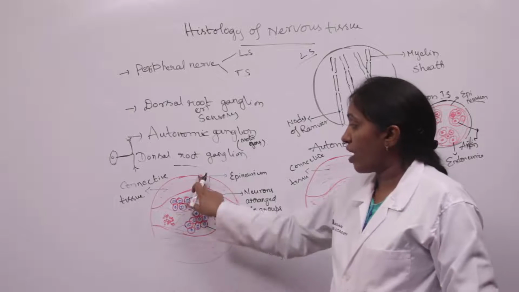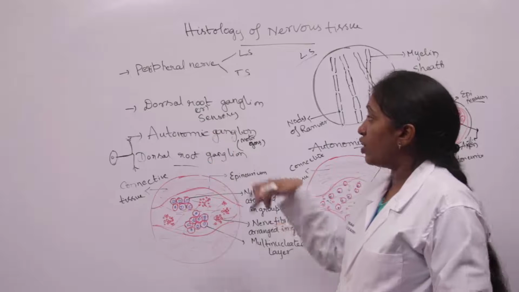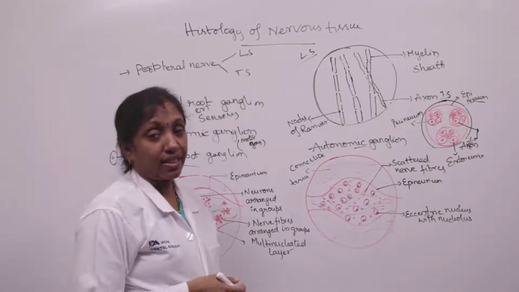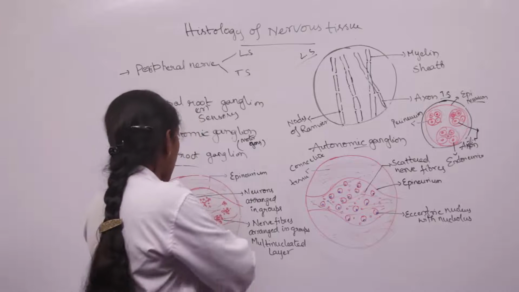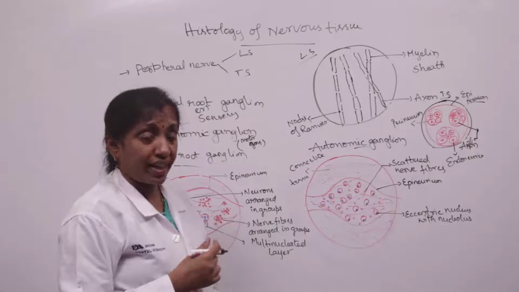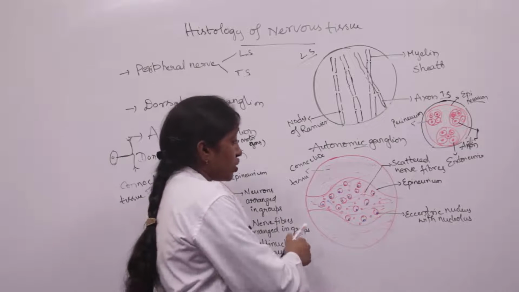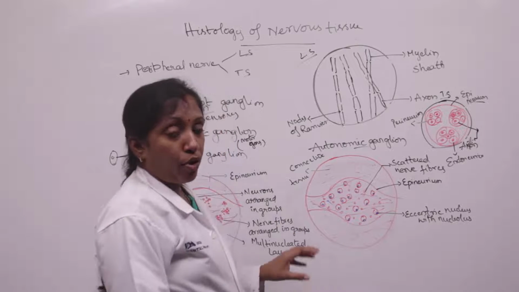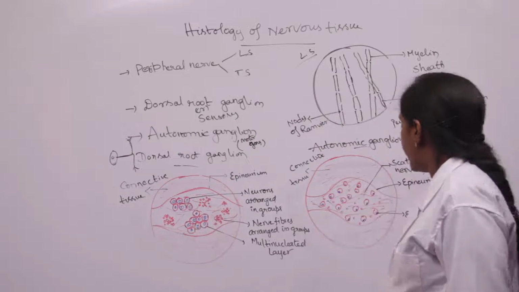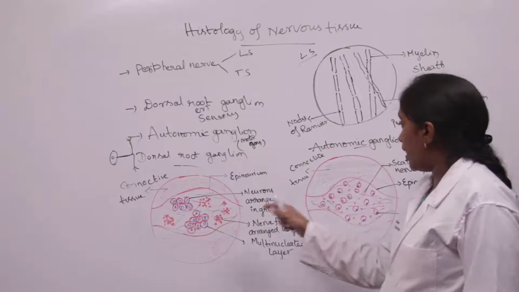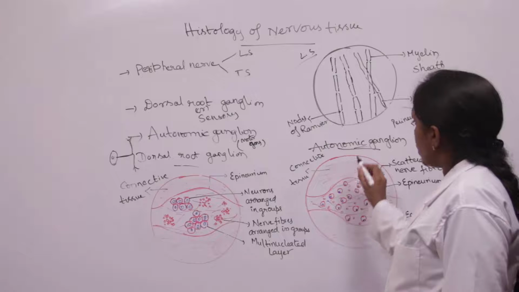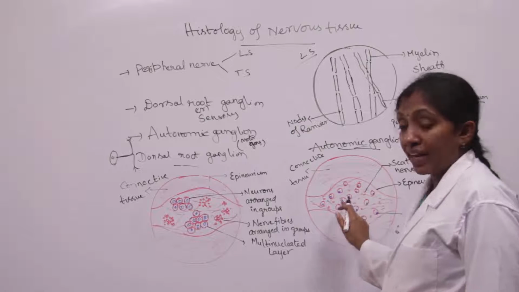So surrounding that we have connective tissue, and the dorsal root ganglion consists of pseudo unipolar cells. They have larger neurons, larger cell bodies compared to the autonomic ganglion. When we take the section of autonomic ganglion, the cell bodies and neurons are comparatively smaller when compared with the neurons of the dorsal root ganglion.